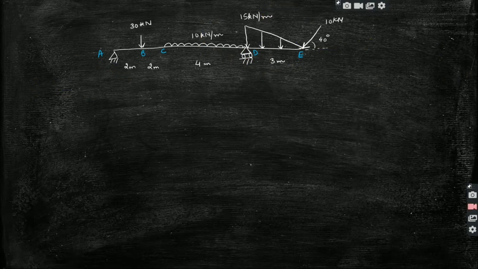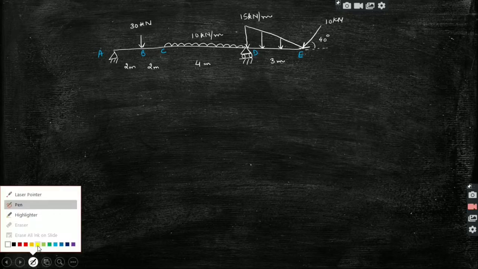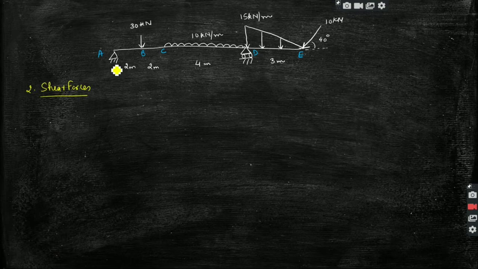So now after we have calculated the reactions, the next step is calculation of shear forces. I will first show the reactions which I have calculated. VA is 27.27 and VD is 71.65 kilonewton, right? And this is 10 sine 40, 22.5.